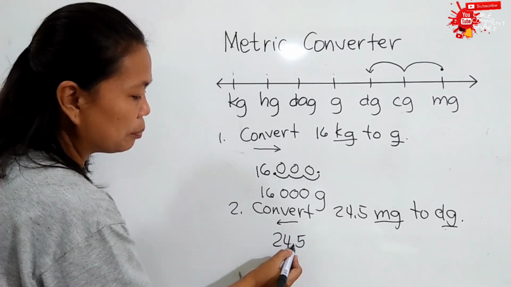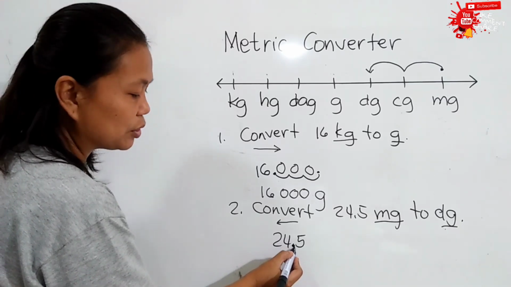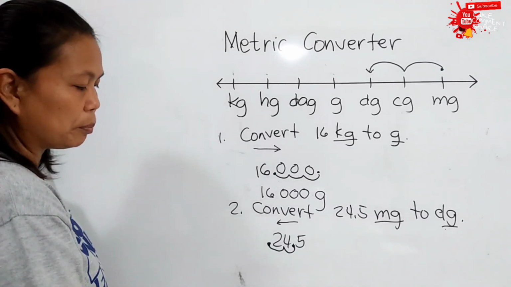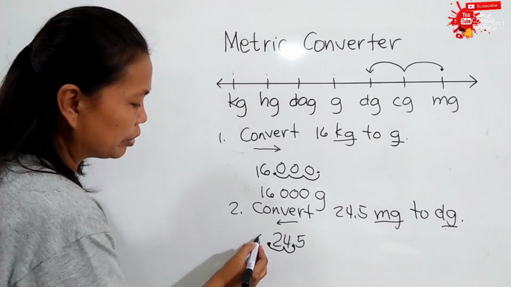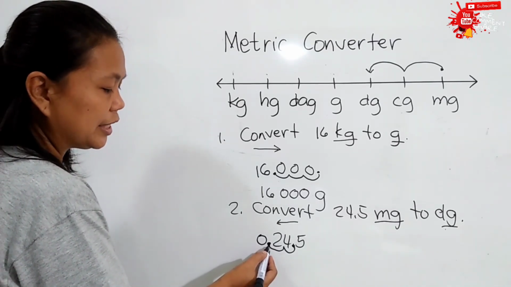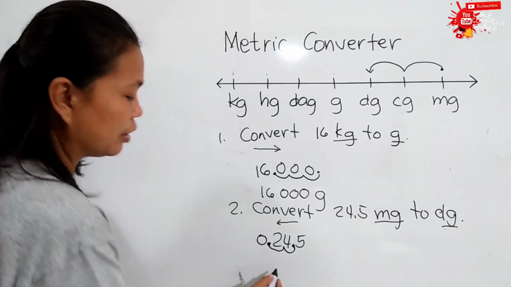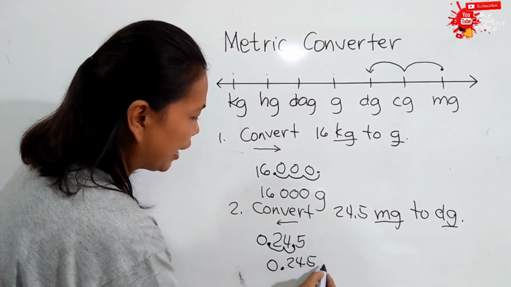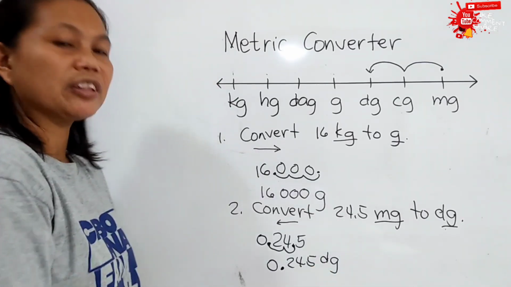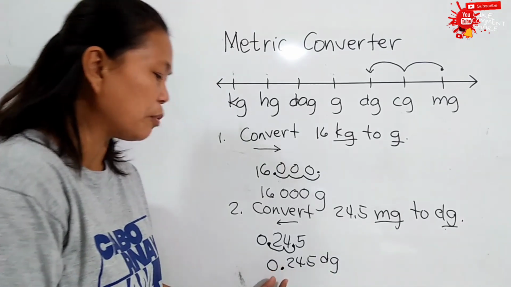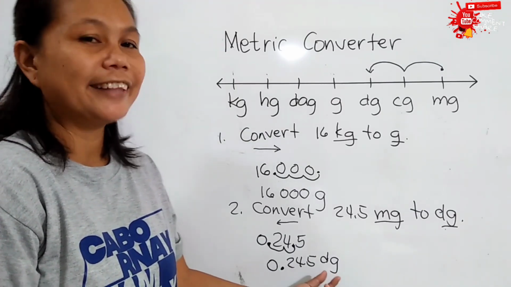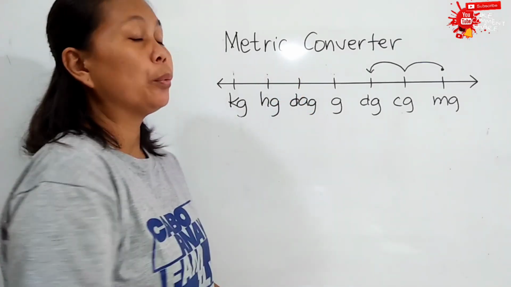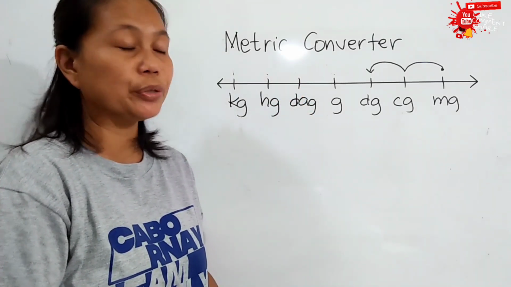So we will move the decimal point 2 spaces to the left. We have 1, 2. This will be the new location of the decimal point. Since this is the new location, we will just add 0 before the decimal point. So we will now have 0.245 decigrams. So 24.5 milligrams is equal to 0.245 decigram.